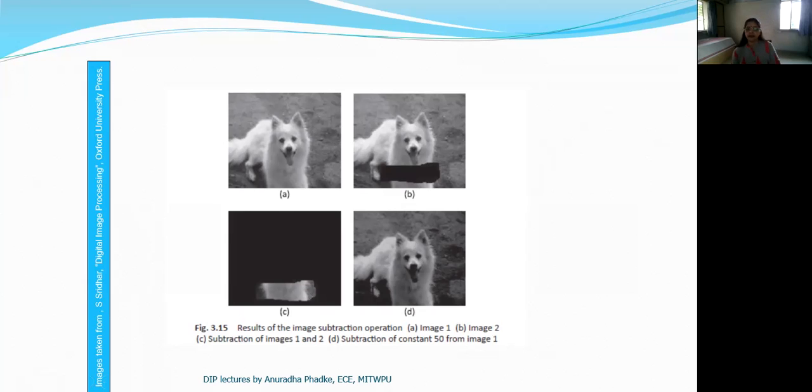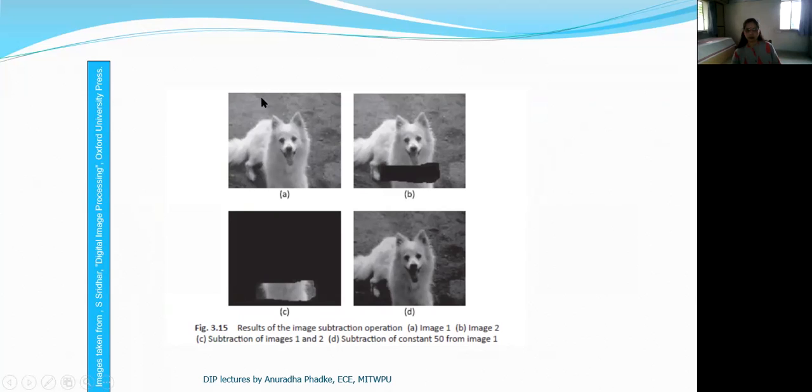Then this next image, result D, is obtained by subtracting a constant. Like we add a constant to one particular image, we can also subtract a constant from the given image.